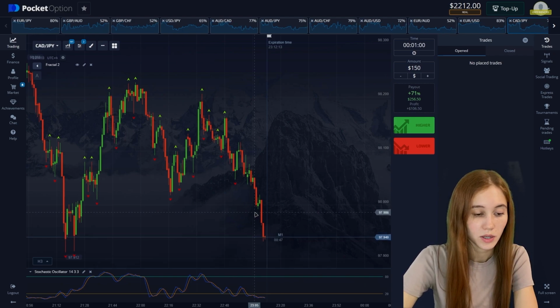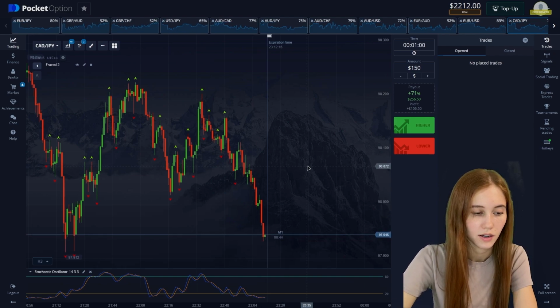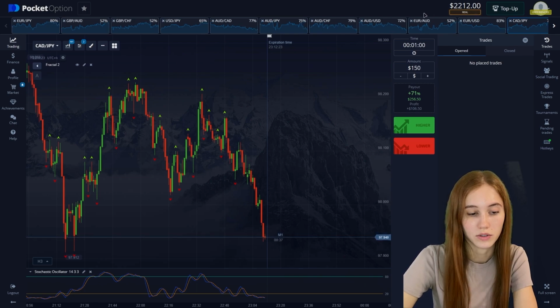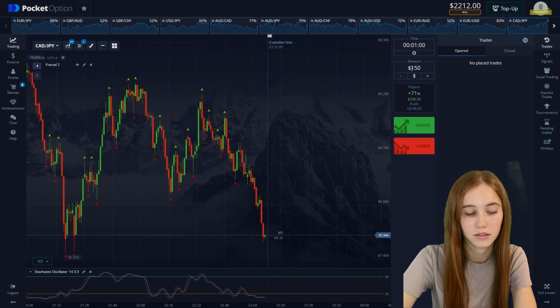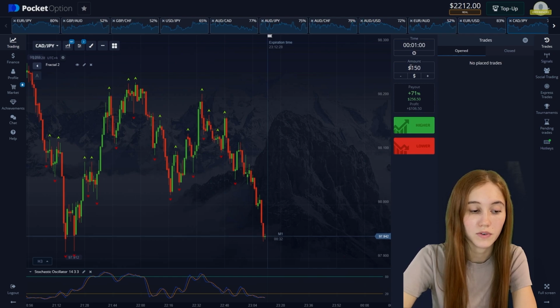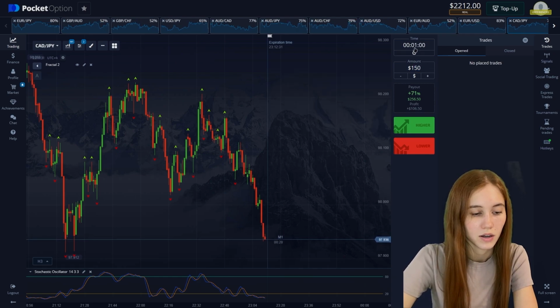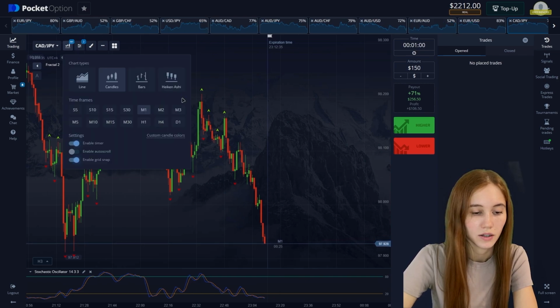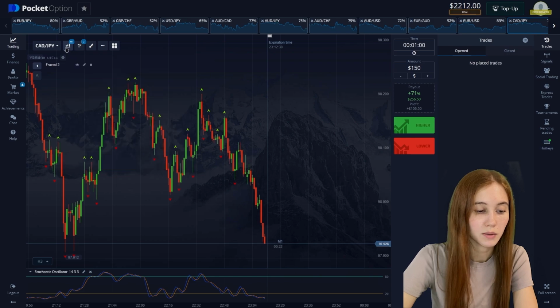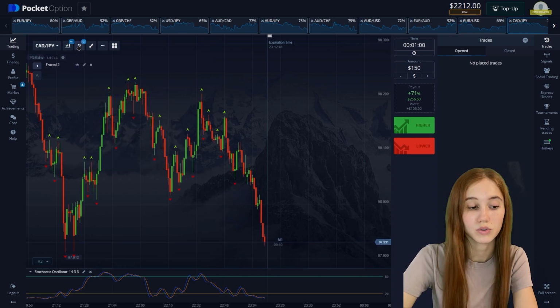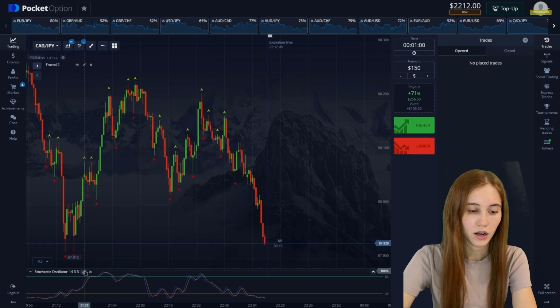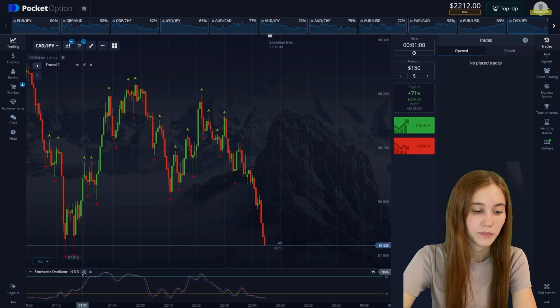So let's sum it up. We started with a balance of $1,000. Now it's more than $2,000. The amount of each deal is exactly $150. Deals take 1 minute. Therefore, the settings are the minute time frame and candles. Today we traded using 2 indicators, fractal and stochastic. I talked about how they work at the beginning of the video.